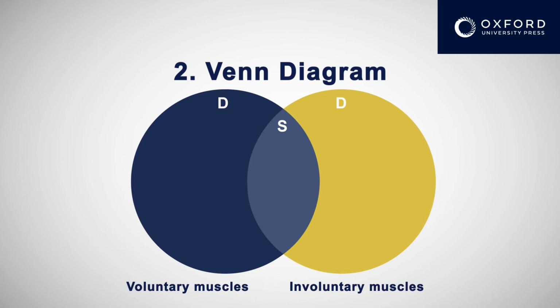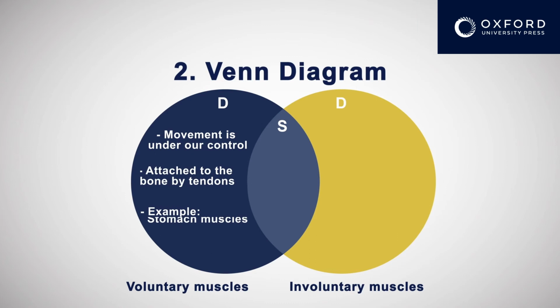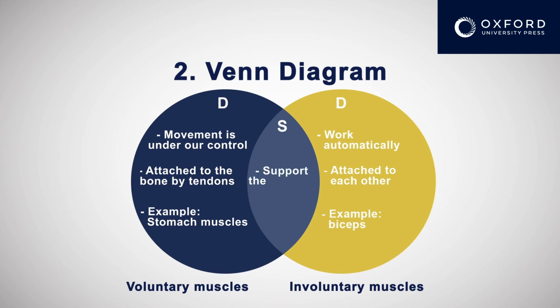Let's take a look at a few differences. For voluntary muscles, movement is under our control. The second difference is that they're attached to the bone by tendons, and an example is stomach muscles. Involuntary muscles work automatically. The second difference is that they are attached to each other and not to the bone, and an example is biceps. The similarity between both these muscles is that they support the skeleton. This organizer helps in clarifying similarities and differences among concepts or information presented.